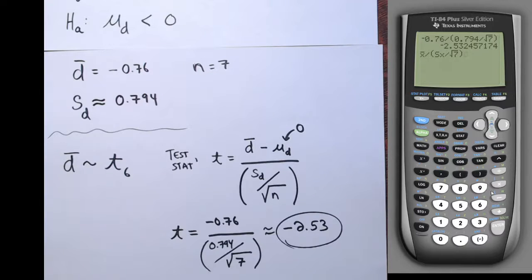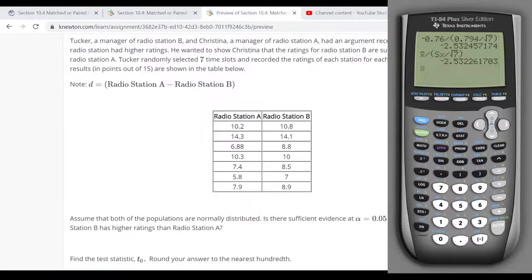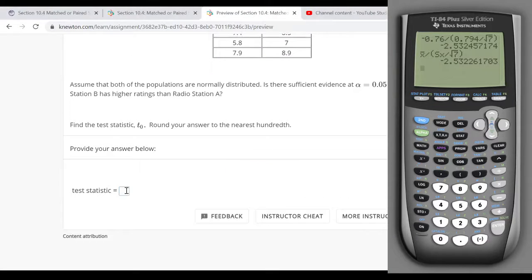And this will be more accurate, but you can see that they still both round to, if you round to 3 decimal places earlier, they're probably pretty close. I mean, you see how these are the same value to 4 decimal places. So they both round to negative 2.53, right? So either way, I'm getting a test statistic of negative 2.53.